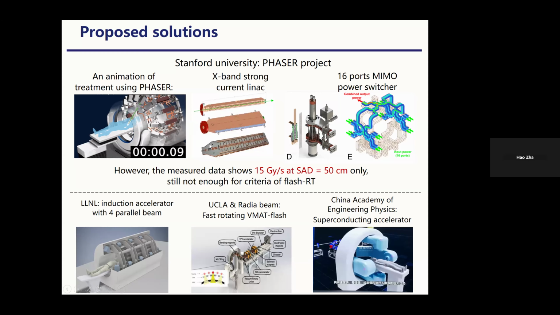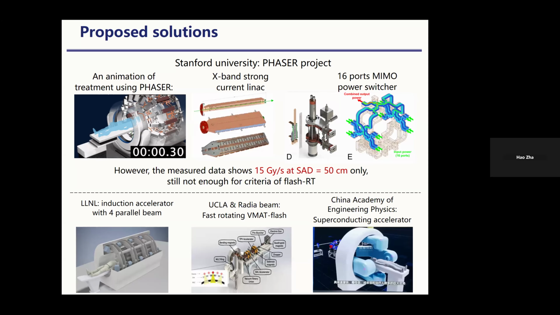However, the measured data from all these systems shows that if we look at an SAD of half a meter, the dose rate is around 15 Gy per second, still below the 40 Gy per second required by flash radiotherapy. So there is still a big room for improvement.